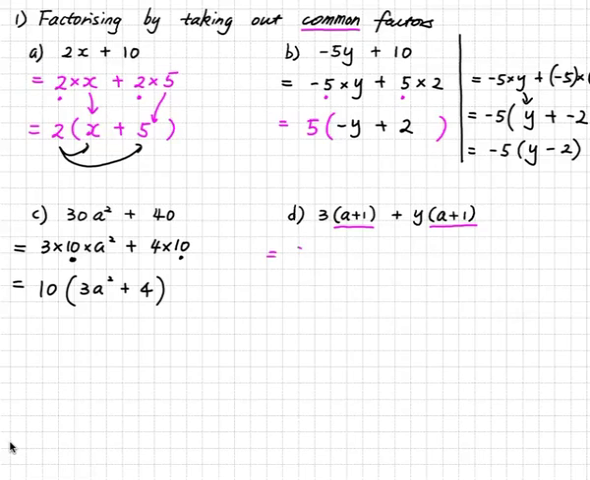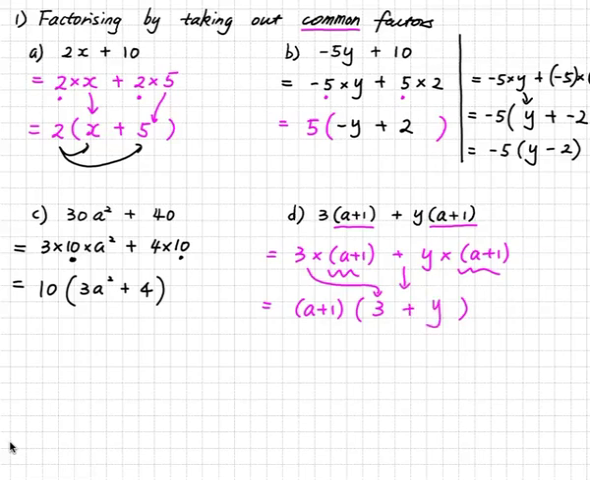So you can see that this is 3 times a plus 1. I'm purposely writing times to show that 3 is a factor and the bracket is a factor. And plus y times a plus 1. So the common factor is a plus 1. Take the common factor out, put the brackets on, and whatever's left goes into the bracket. So your final answer is a plus 1 bracket times the bracket of 3 plus y. So you have something times something.